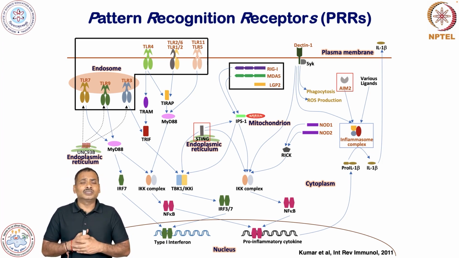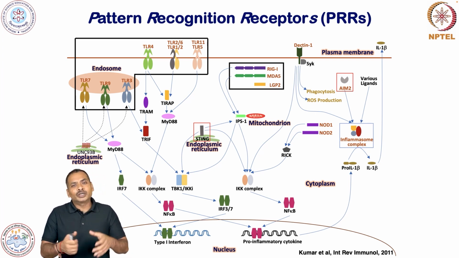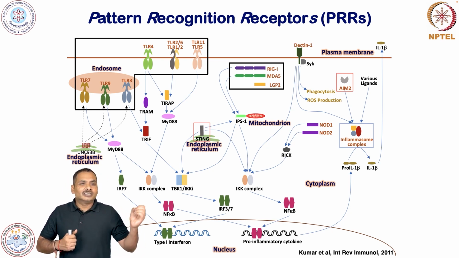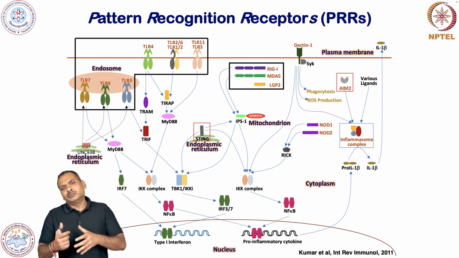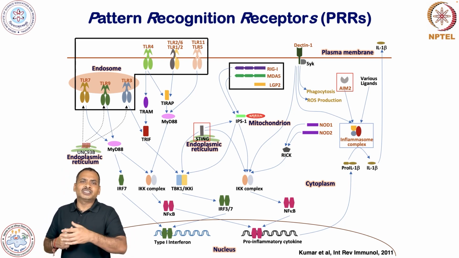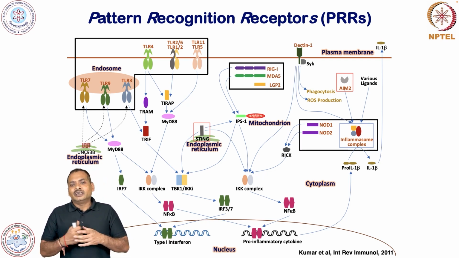Another family of molecules is RLRs. Here you can see that members of RLR are located in the cytoplasm, and some of these virus infections basically come into the cytoplasm. The nucleic acid comes into the cytoplasm, and over there it can be sensed, and then there will be an appropriate immune response.